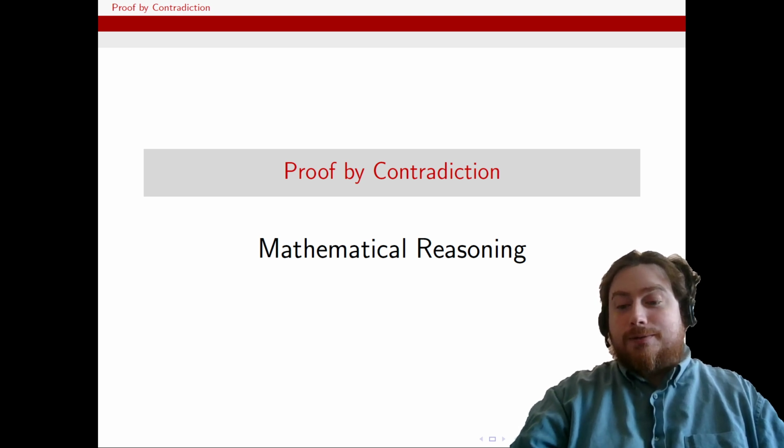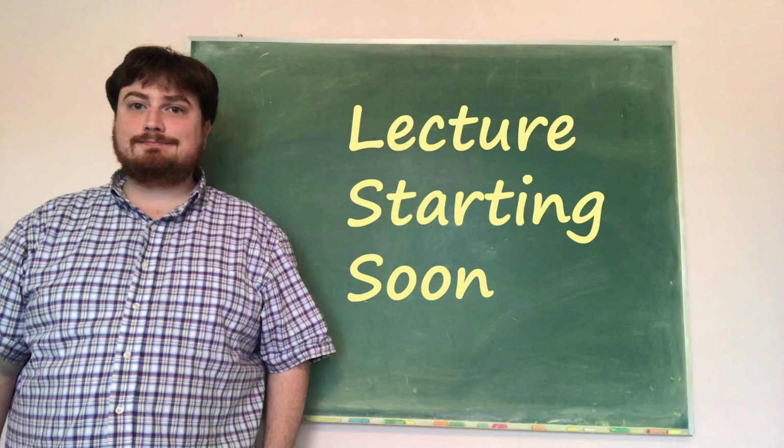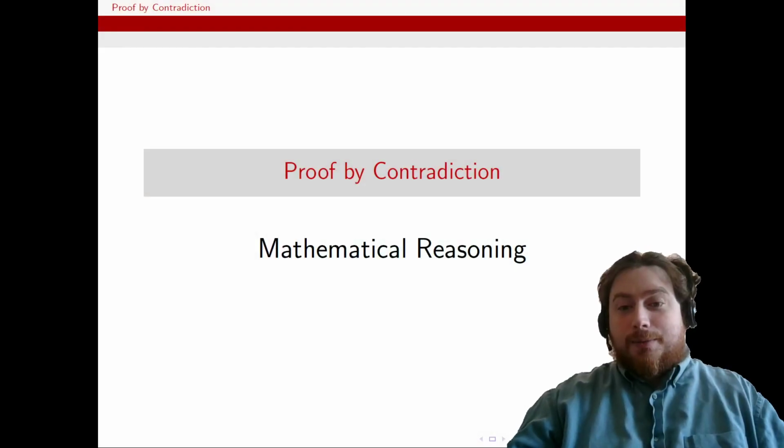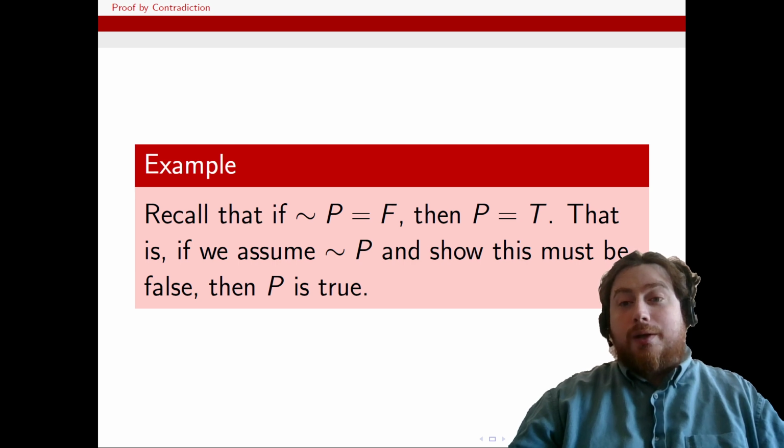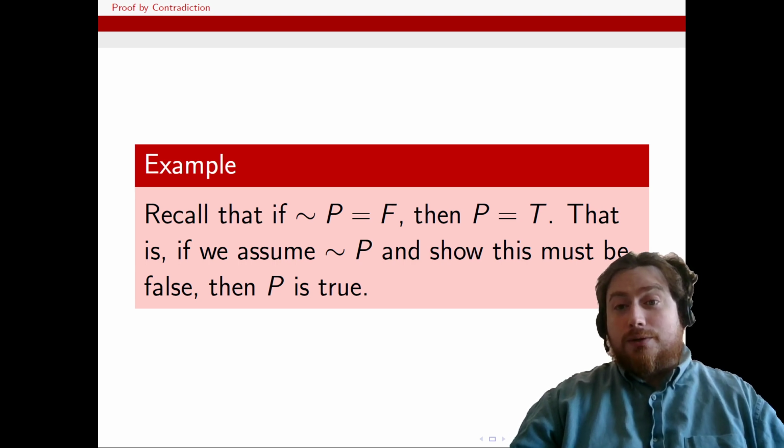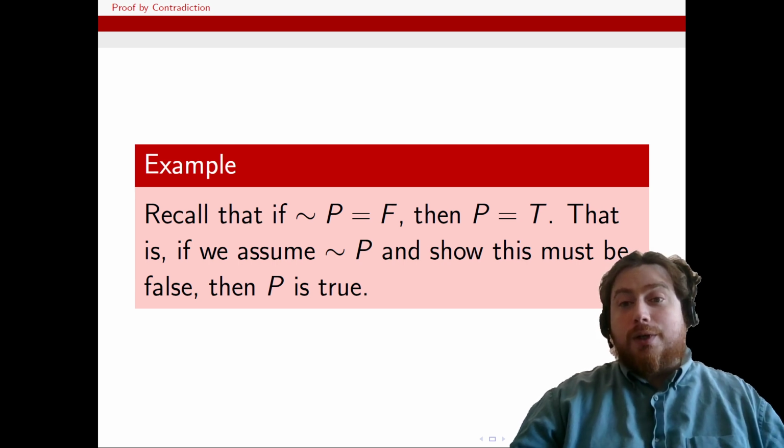Today what we're going to do is look at another proof technique, and that is proof by contradiction. So what is proof by contradiction? Sorry, I meant to hit down on the PowerPoint. The idea behind proof by contradiction is that if we have a statement P, if we can show that the negation of P is false, then P must be true.